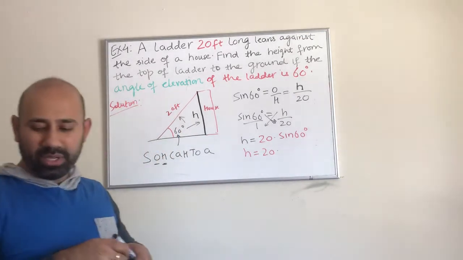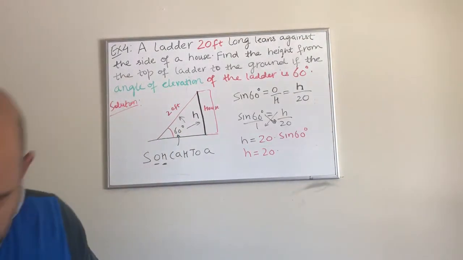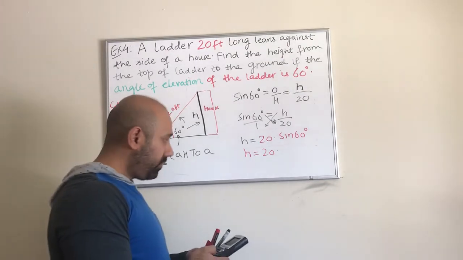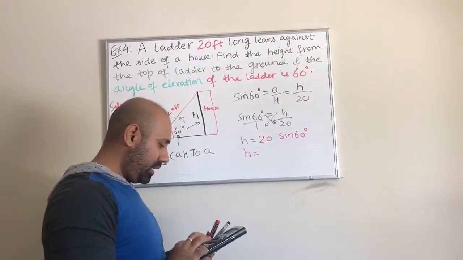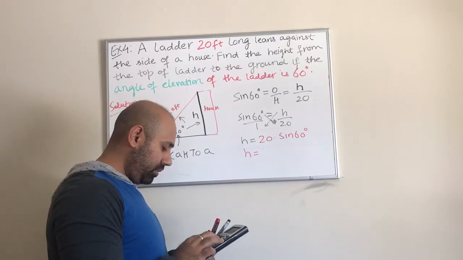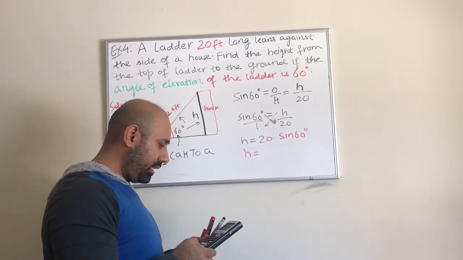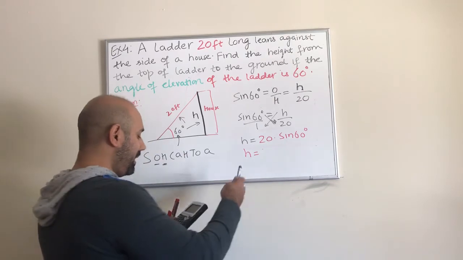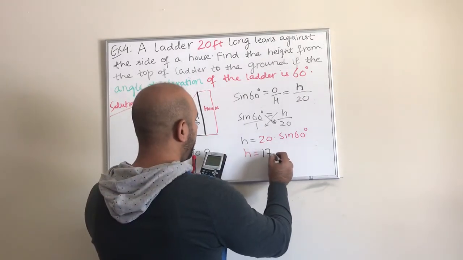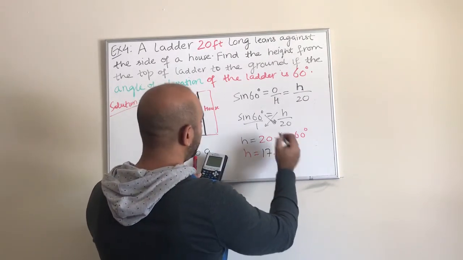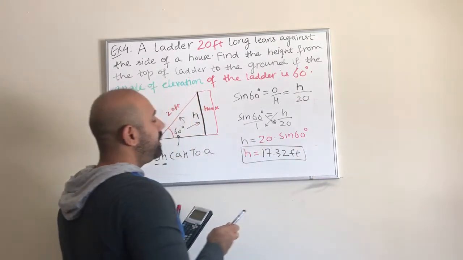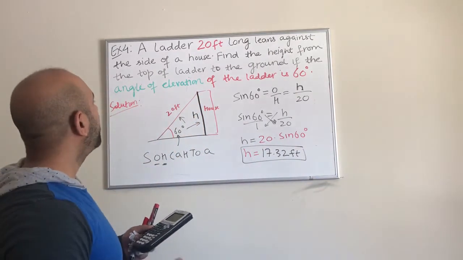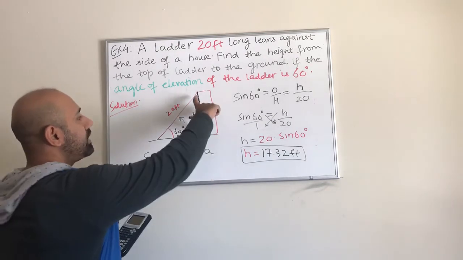We can do it in a calculator. So 20 times sine of 60. Make sure your calculator is in degree mode. This is approximately 17.32. It has the units feet, so it is 17.32 feet. That's the height from the top of the ladder to the ground, which is this height right here.